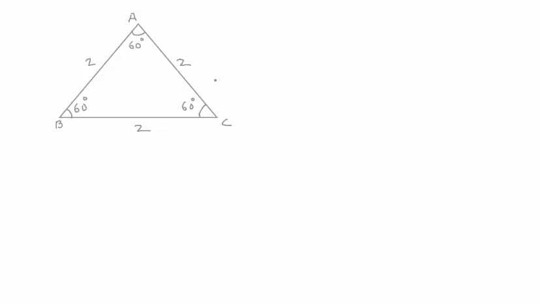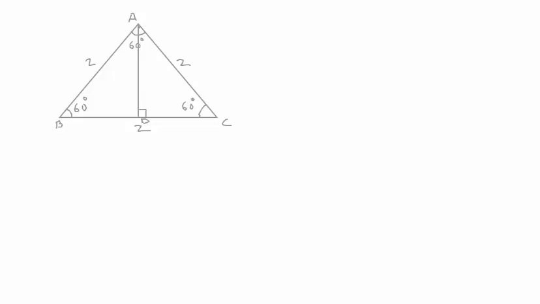2 units long. And the next thing I do is I draw an altitude from A on the opposite side, which is BC. Now what's an altitude? An altitude is a line that meets the other side at 90 degrees. So we have a 90 degrees or a right angle over here. Let's name this point as D.